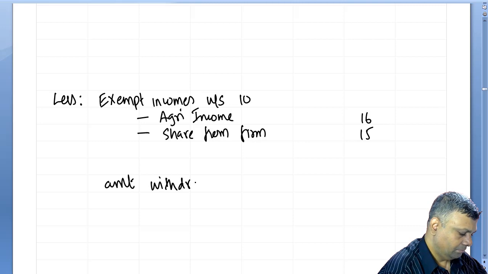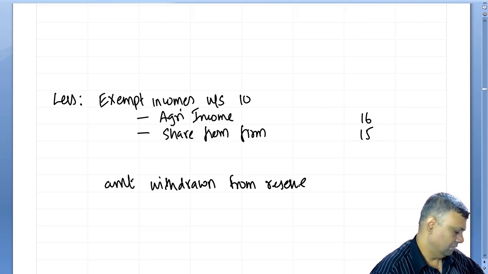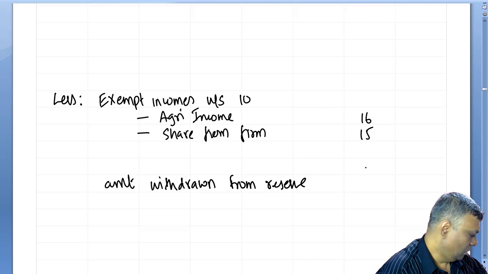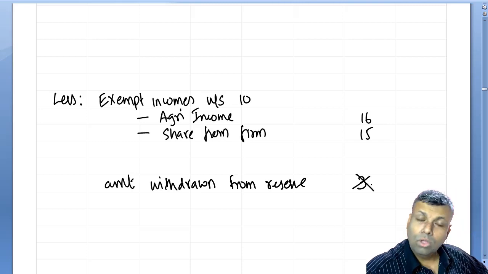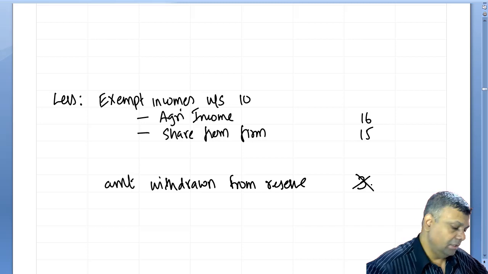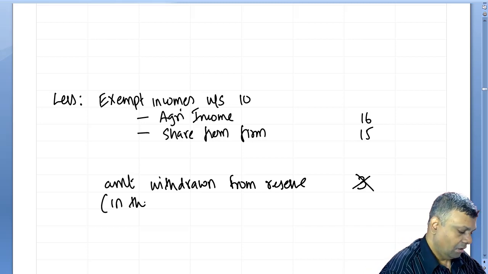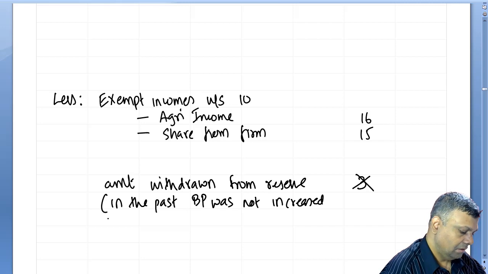Amount withdrawn from reserve. The amount was how much? 3. Normally we less it, but we are not going to less it here because in the past the book profit was not increased by the transfer to reserve.